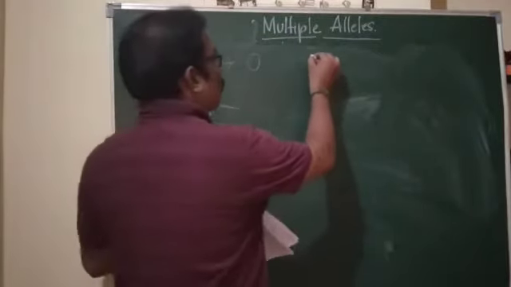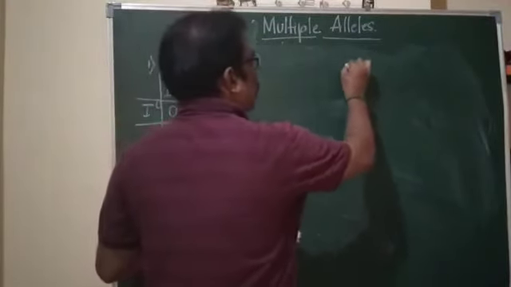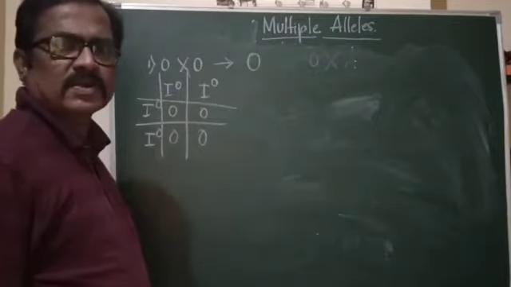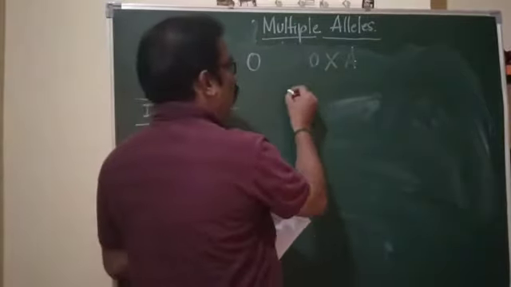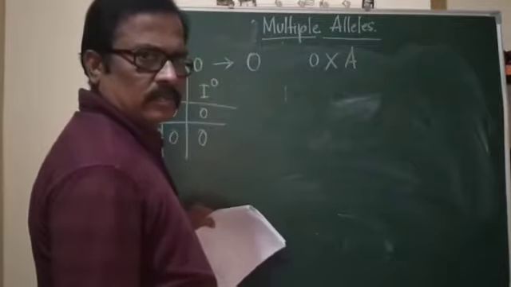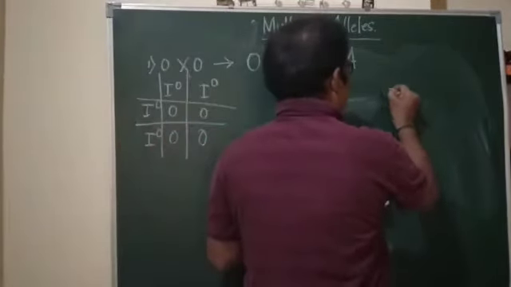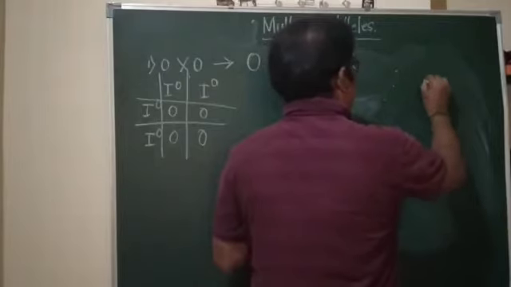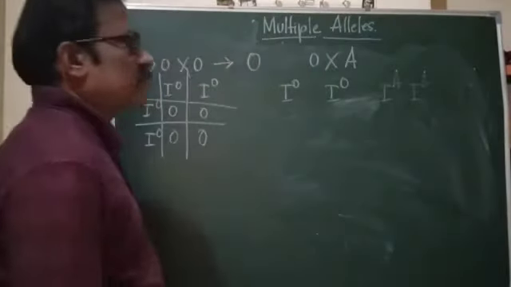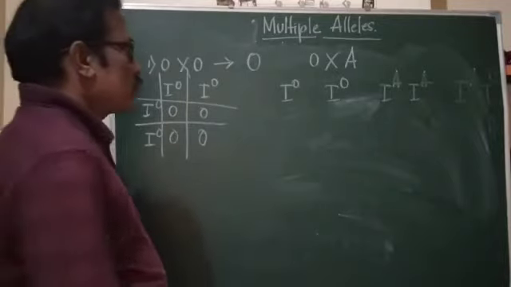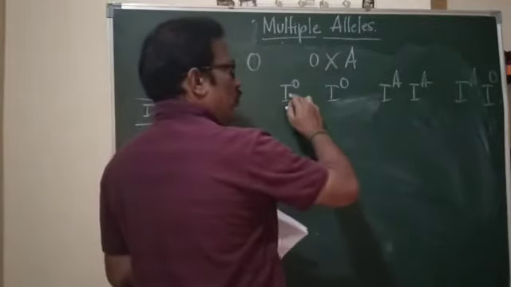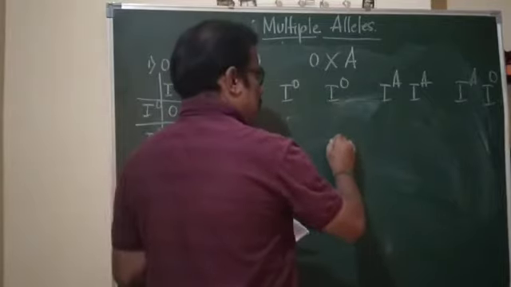One of the parents' blood group is O, another parent's blood group is A. The genotype of O is I raised to O, I raised to O, always homozygous recessive. The genotype of A is either homozygous, I raised to A, I raised to A, or heterozygous, I raised to A, I raised to O. Two types of genotypes. So O with A is A, because A is dominant over O, and O is always recessive. A with O is A.